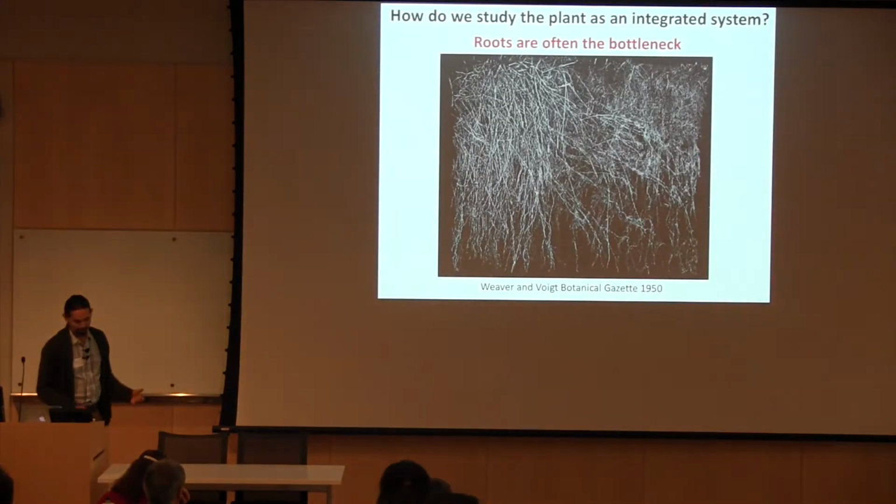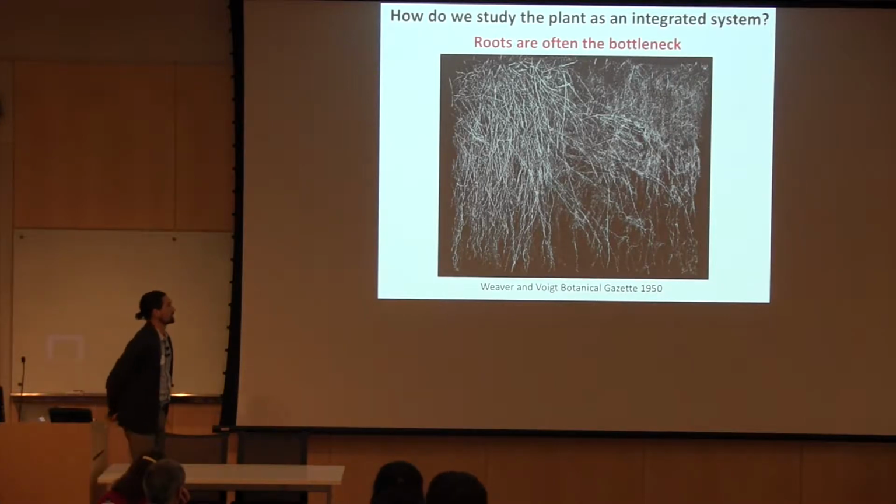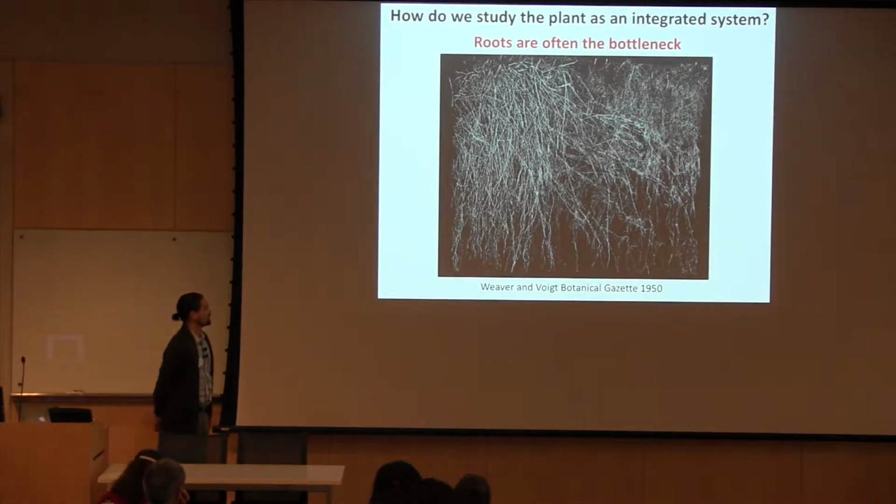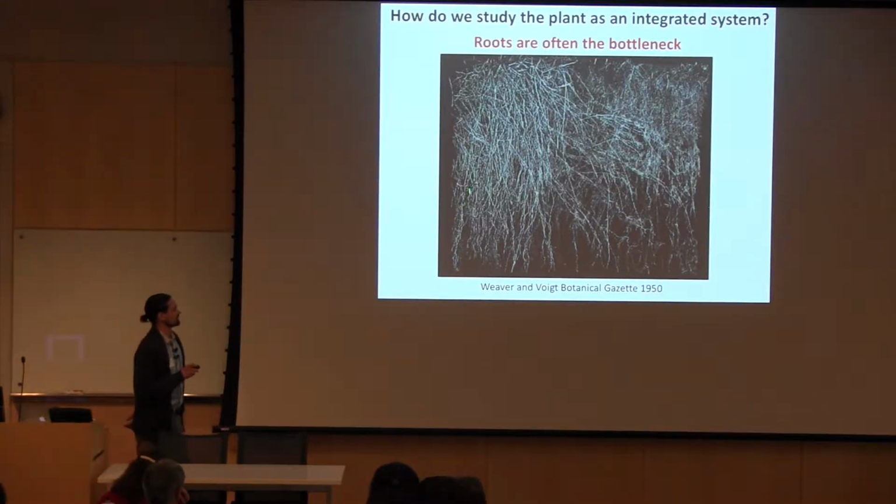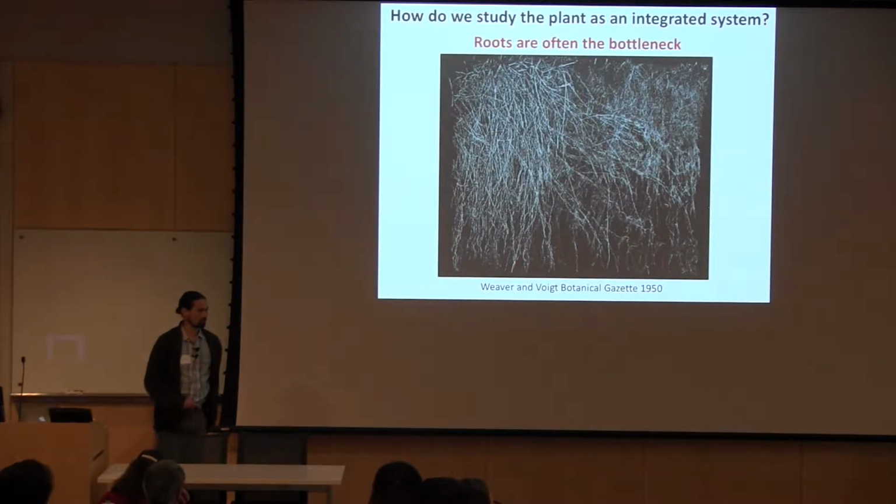But again, as I think we all understand, if we want to understand the plant as an integrated system, it's usually the roots where we stop, right? These are the bottlenecks. So this is a classic image of two grass roots interacting with one another. So there's just one little shoot up here, quite an extensive root system. So this is one scale, the architecture of the root system, that we can look at roots.